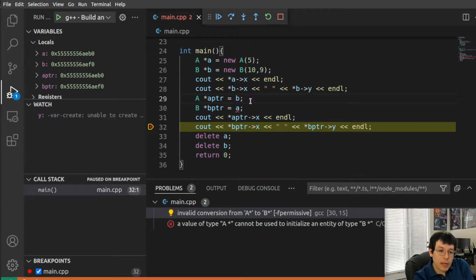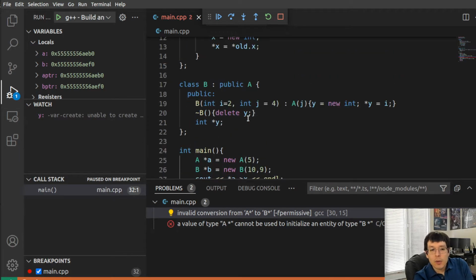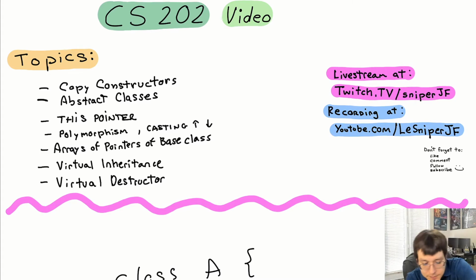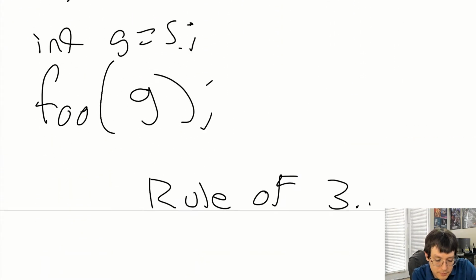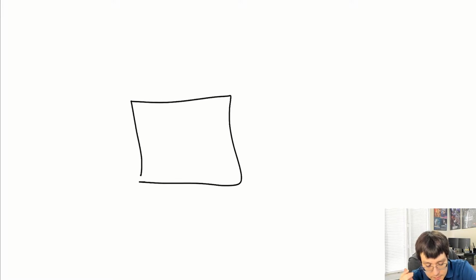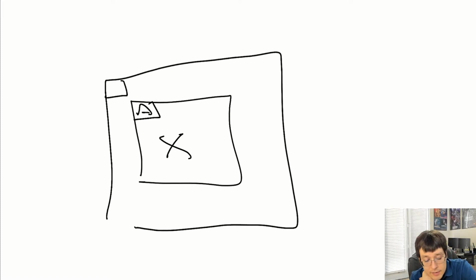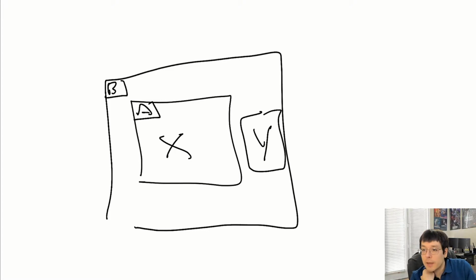Okay, what turns out is that, what happens after I fool the compiler into thinking that this B is really an A? Well, let's understand what A and B are, right? So A has X in it, right? And then B technically has an entire A in it, but it also has a Y in it, right? A little Y.